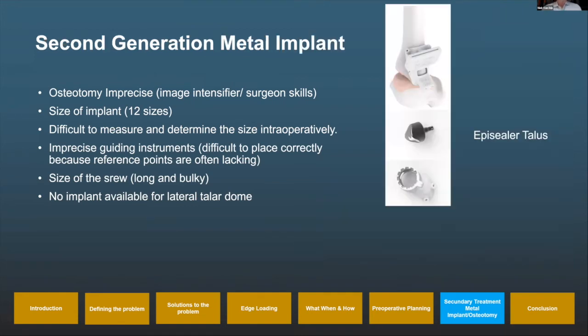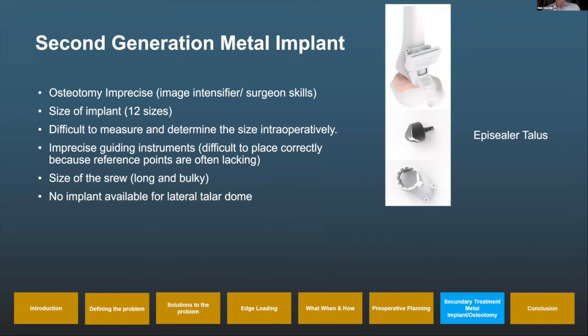So the second generation metal implant is the Episealer, and it is made based on the CT or the MRI. You see the implant in the middle, and you see the guiding instruments, which are patient specific, one for the osteotomy and one for the placement of the Episealer.